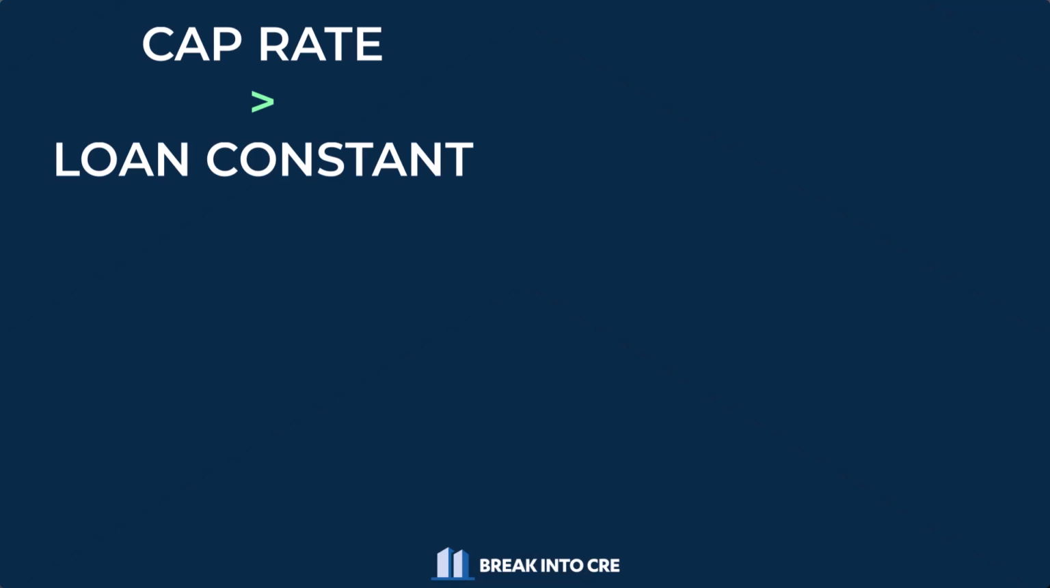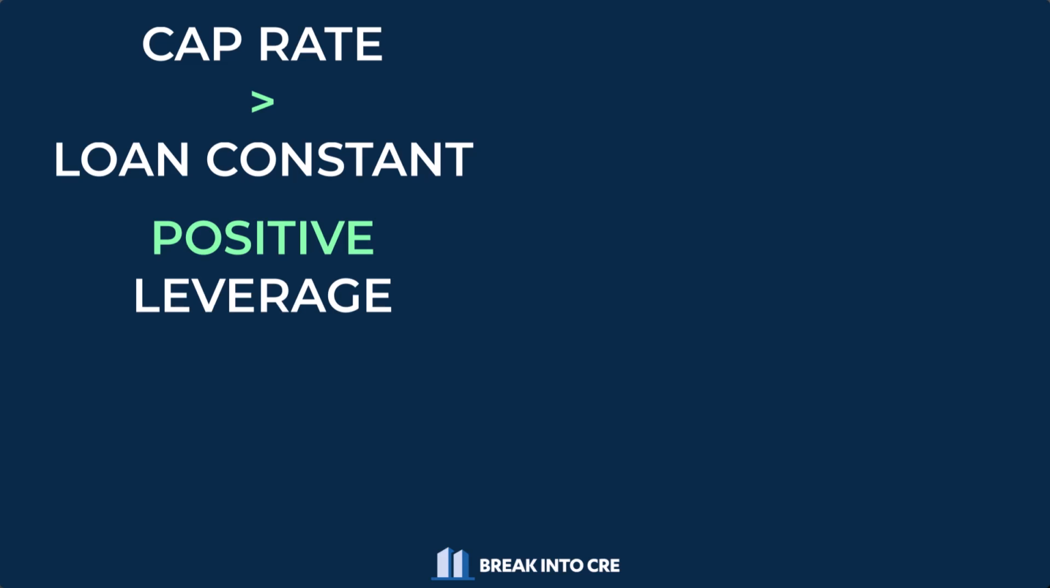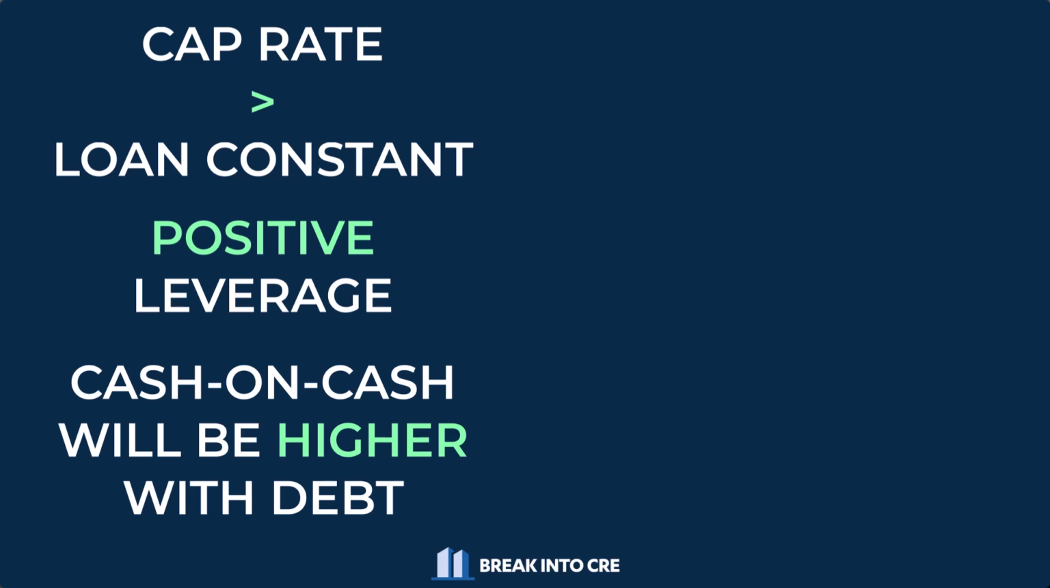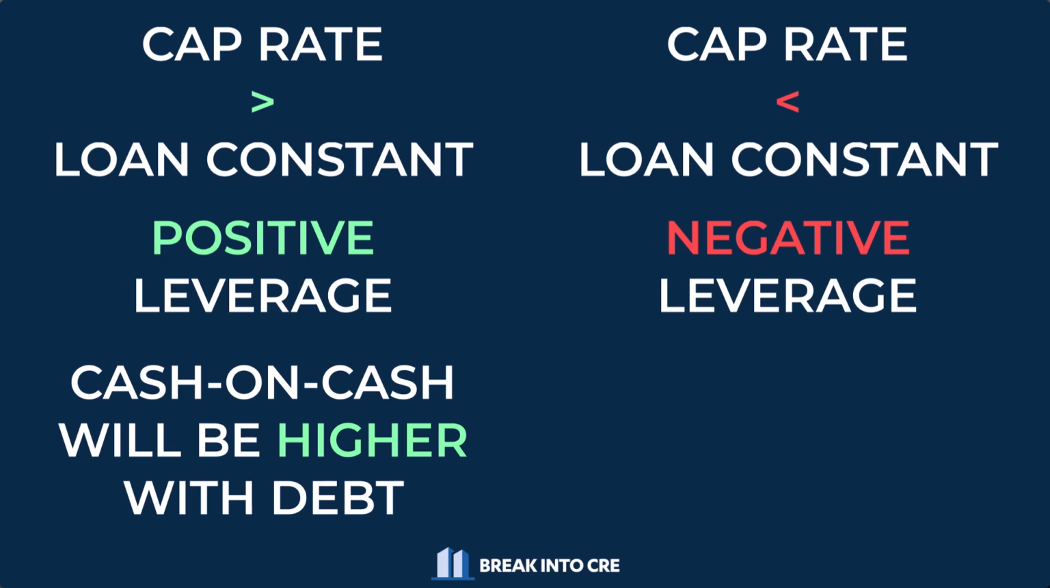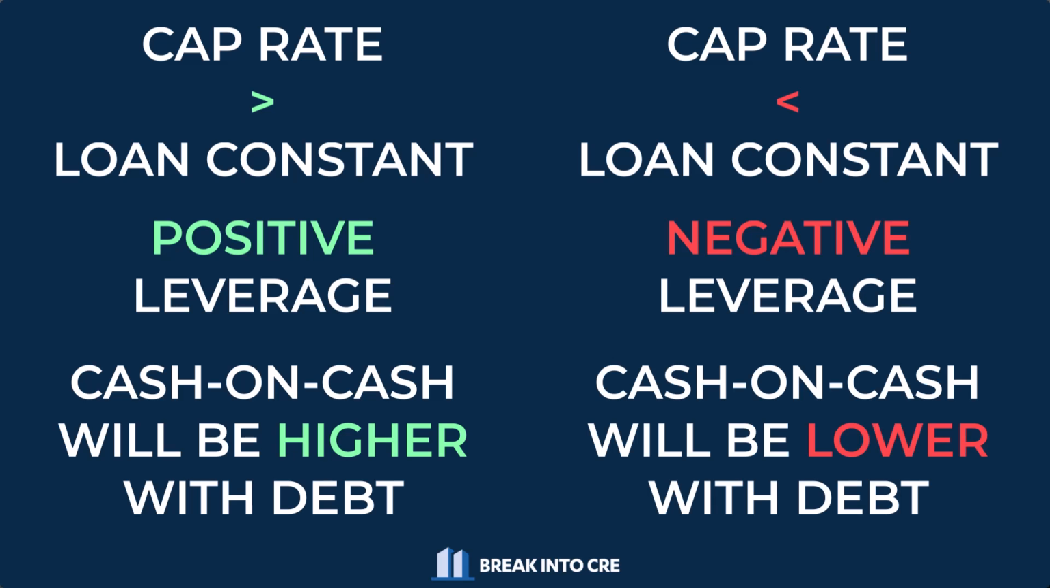When the cap rate is higher than the loan constant, this tells us that a deal has positive leverage, meaning that the cash-on-cash return will be higher with the loan than without it. But when the cap rate is lower than the loan constant, this tells us that a deal has negative leverage, meaning that the cash-on-cash will be lower with the loan.